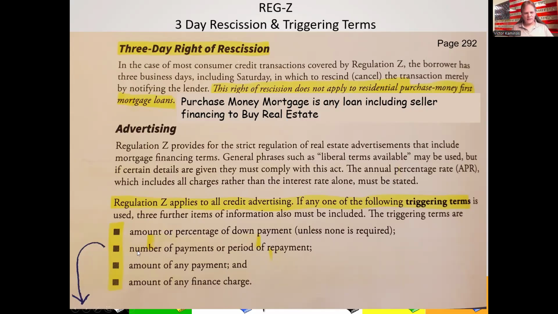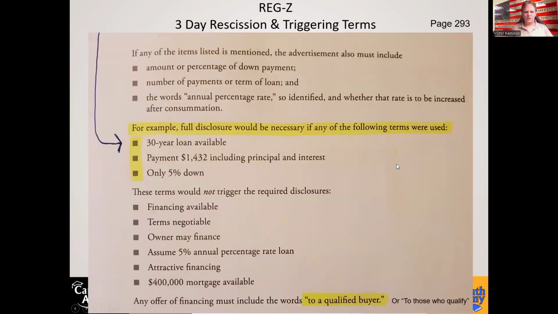Now, here are, once again, those triggering terms, with an explanation of the triggering terms. And here is what those triggering terms may look like in an ad. If you say 30-year loan available, well, you're talking about the term. If you mention the payment, monthly payments of $1,432, including principal and interest, or only 5% down, well, you're talking about down payment. Right? Now, these are terms that would not trigger the Regulation Z disclosure.